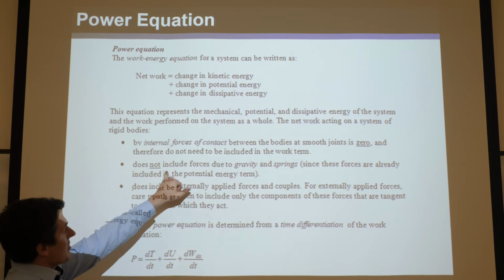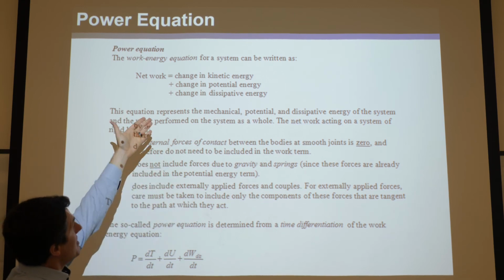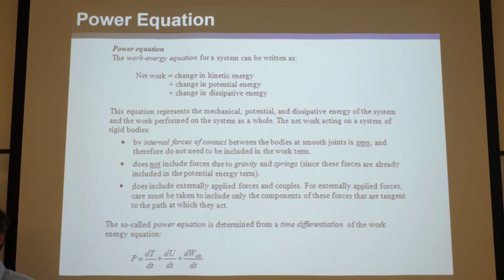Okay, it does not include forces due to gravity and springs in the work, because those are already taken into consideration with the potential energy, right? So you might think, oh, gravity is an external force. The Earth is externally putting that force on. Well, you don't consider that a force in the network side. It's already taken into account in the potential energy, the gravitational potential energy. So you don't use that force for that. You put it in the potential energy one. And then, of course, springs, they're on the potential energy side as well, or deformations.